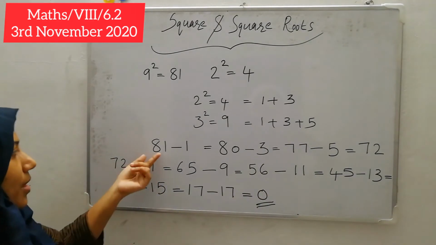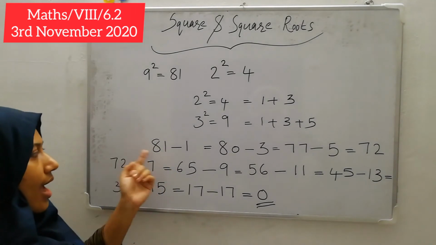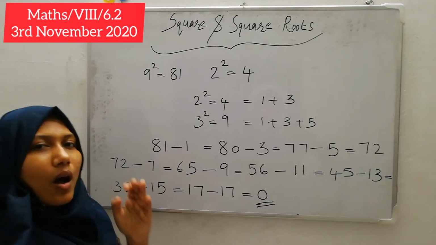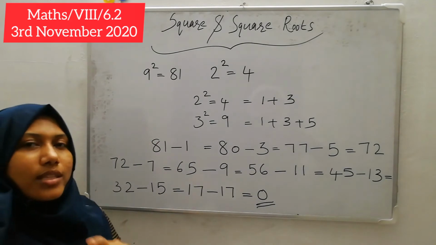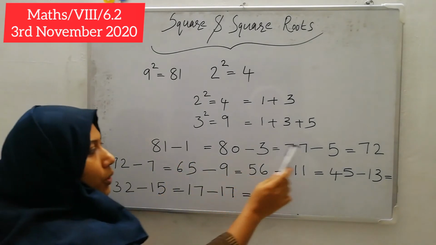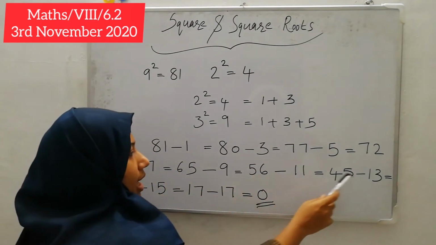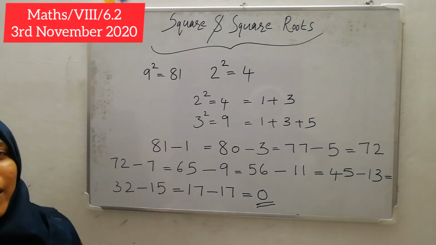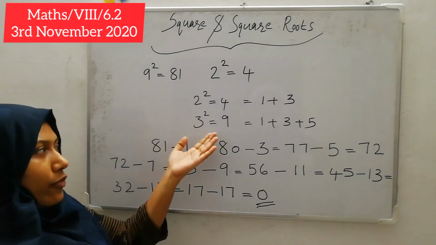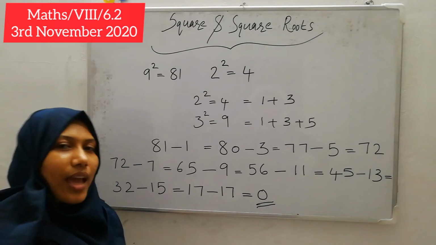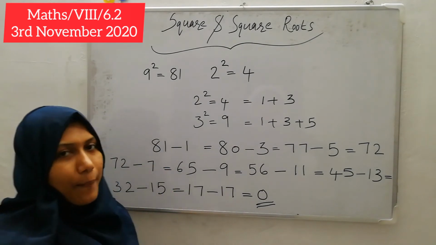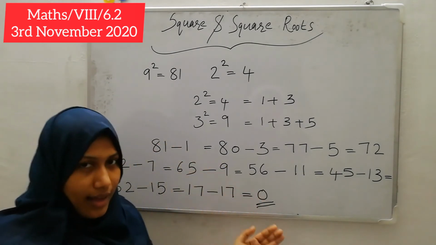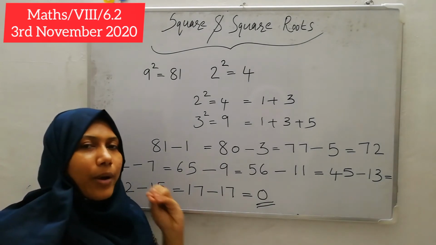So we start from the perfect square and we can reach 0 by repeated subtraction of odd numbers in order. And how many times did we subtract the odd numbers? 1, 2, 3, 4, 5, 6, 7, 8, 9. And we know 9 square is 81. So, using the relation of perfect squares and odd numbers, we can find the root of a given square number. The number of times we subtract the odd numbers in order is the root of the given perfect square.